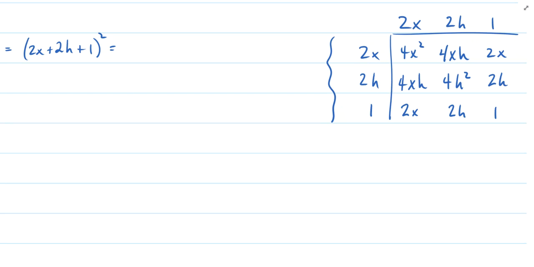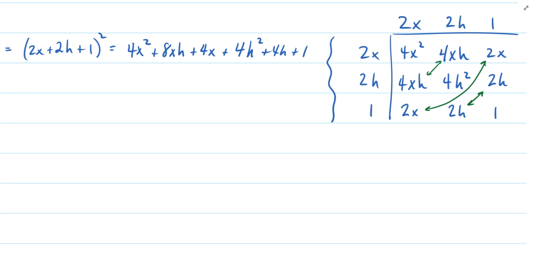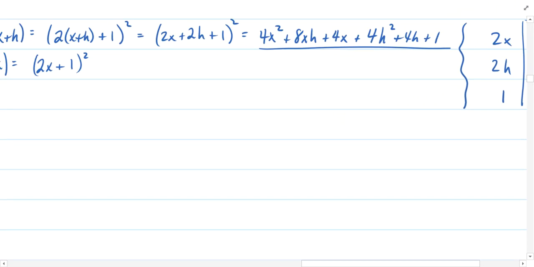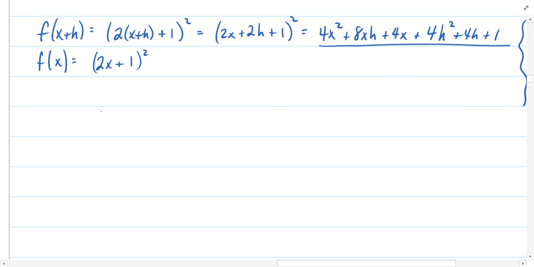And the nice thing about this grid method is that typically if there are like terms, they present themselves across the diagonal. So here I've got two like terms. Here as well I've got two like terms. And then this 2x and this 2x are like terms that can be combined. And so after I collect all like terms and combine them, it looks like this is the expression for f of x plus h.